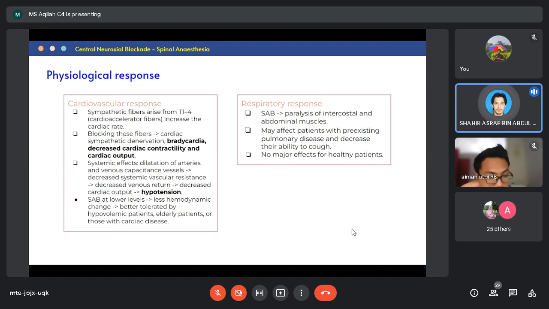So we need to correct a few things. It will depend on the spread of the spinal to affect the paralysis of the intercostal and abdominal muscles. So not all spinal anesthesia will cause paralysis of intercostal and abdominal muscles. It will depend on the level of spread. And also, how do you use this knowledge from knowing the sympathetic fibers rise from T1 to T4, right, for the cardioacceleratory effect? And how do you use it clinically?